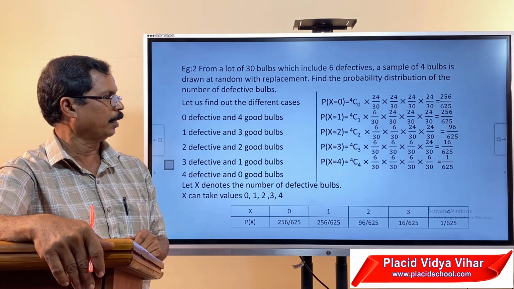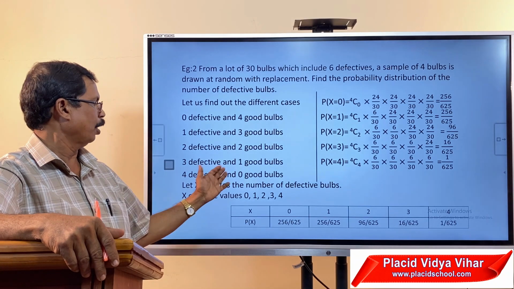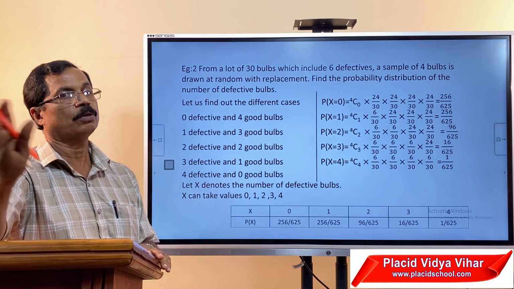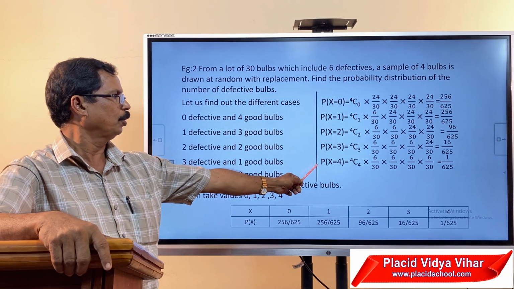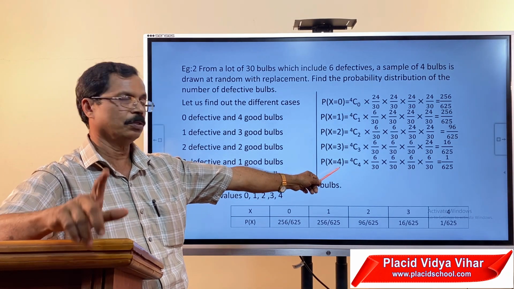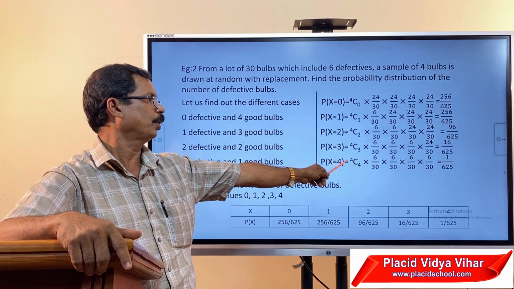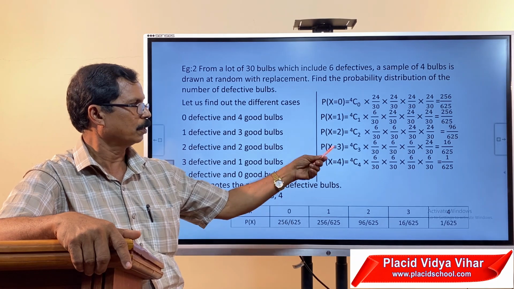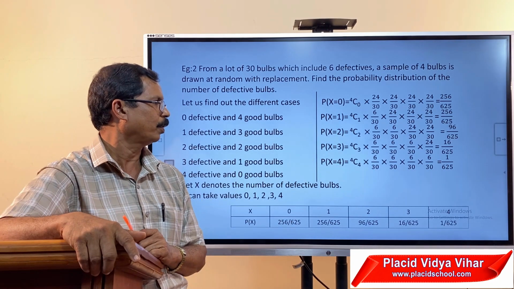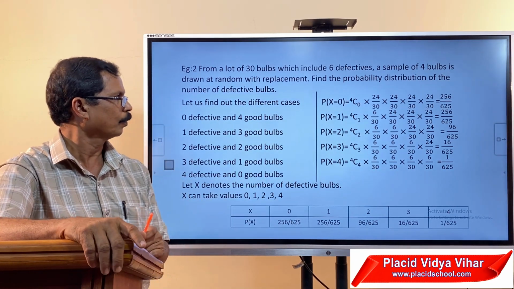Then we come to the last case, that is 4 defective. It means there are no good bulbs, all bulbs are defective bulbs. So we write the probability of x equal to 4. That is only one way, 4C4 into 6 by 30, 6 by 30, 6 by 30, 6 by 30. You simplify it, you will get 1 by 625.